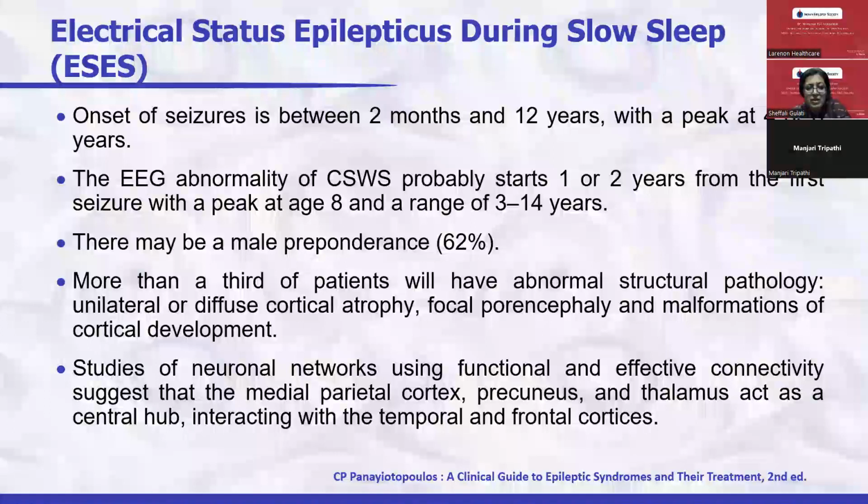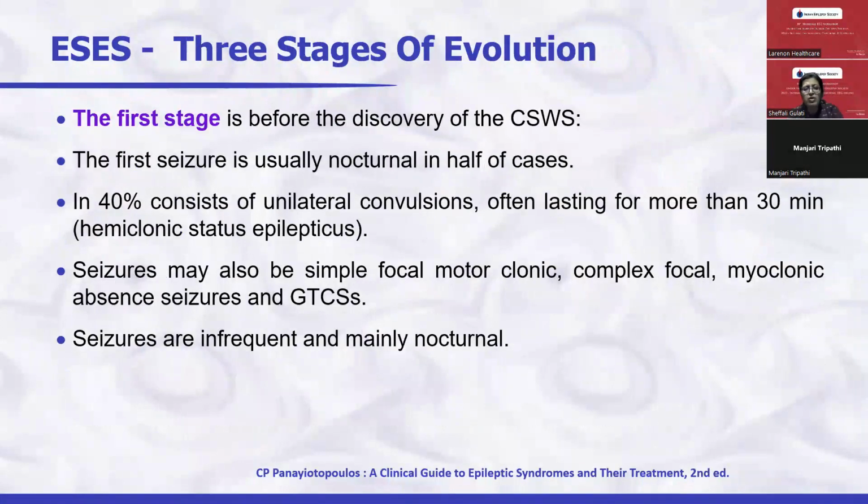And there is a male predominance. There are a lot of studies going on in the neuronal network and all. The first stage is before the discovery of CSWS. The first seizure is usually nocturnal in half of the cases.